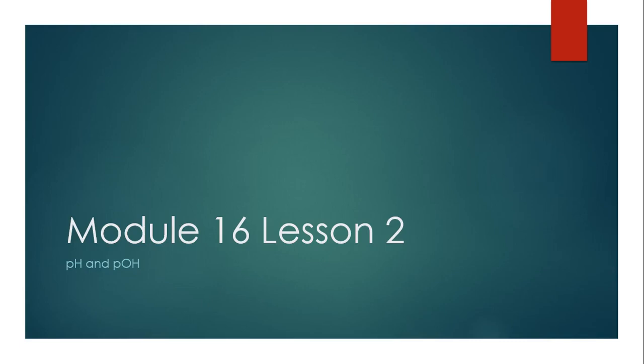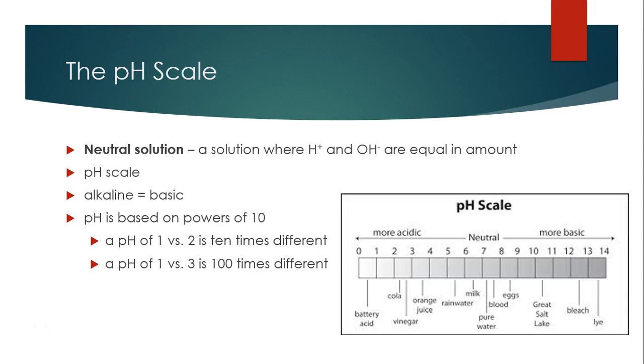This is Module 16, Lesson 2. Today we're going to look at calculating pH and pOH. We have already talked about the definition of what makes an acid and what makes a base, so now we need to look at how we define that in terms of its strength. So, first of all, let's talk about the pH scale.